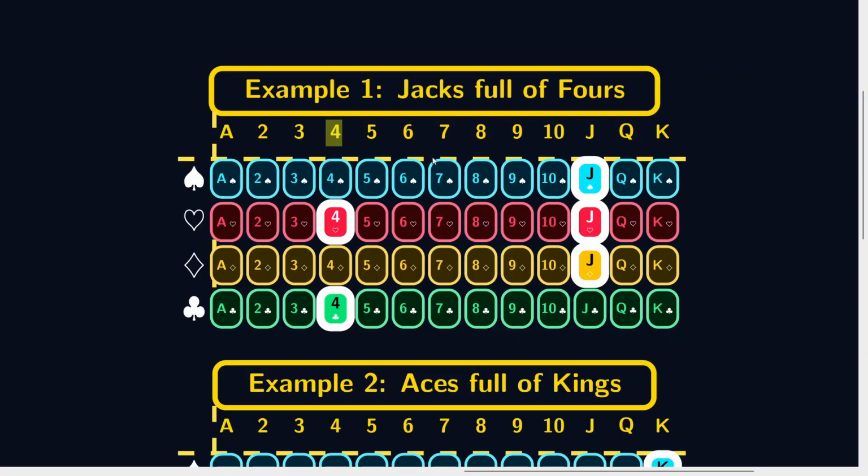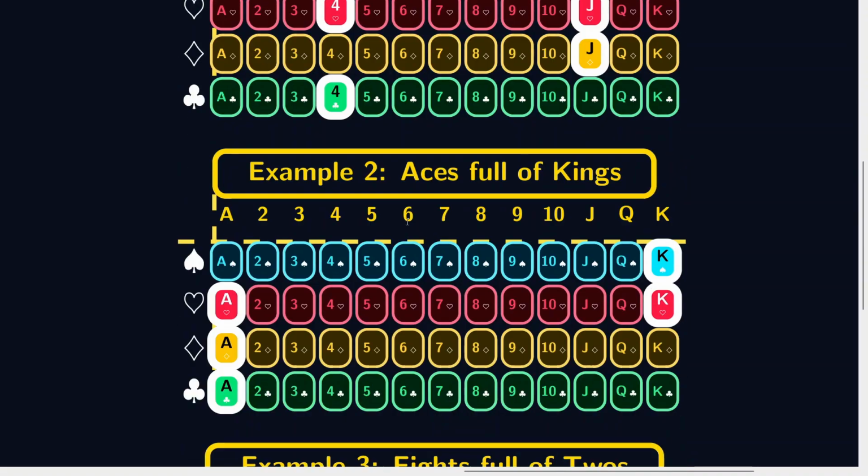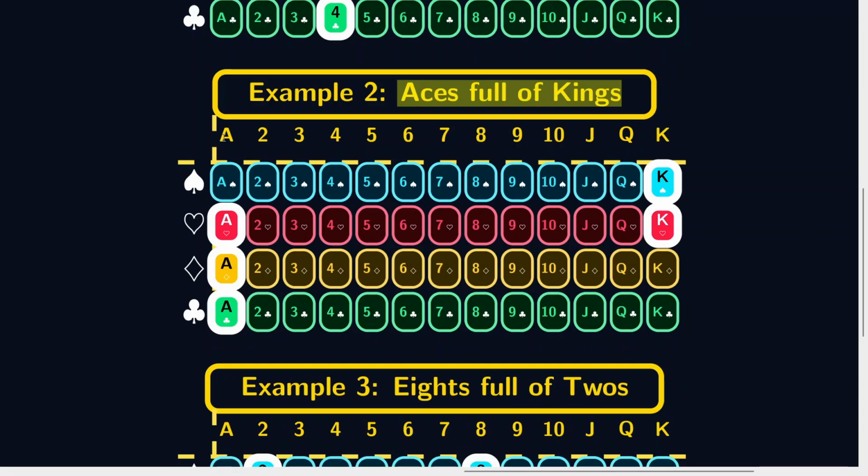So Jacks full of 4s means 3 Jacks and 2 4s, not the other way around. The second example is Aces full of Kings. The Ace column shows 3 highlighted boxes: the Ace of Hearts, the Ace of Diamonds, and the Ace of Clubs. The King column shows 2 highlighted boxes: the King of Spades and the King of Hearts.